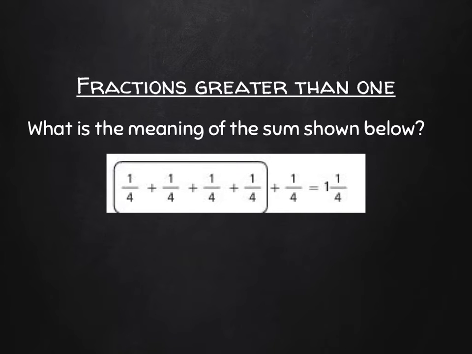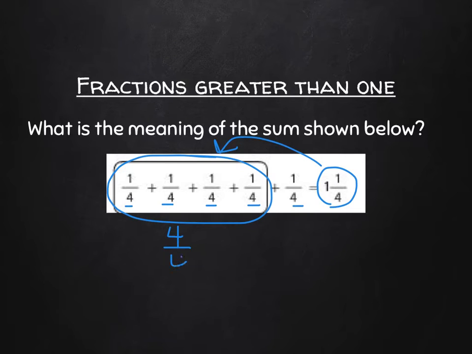What is the meaning of the sum shown below? This is the same problem we had before. It says 1/4 plus 1/4 plus 1/4 plus 1/4 plus 1/4 is equal to 1 and 1/4. The 1 whole comes from the 4/4 added together. Remember that 4/4 is equal to 1 because the numerator and denominator are the same, and a fraction bar means divide. 4 divided by 4 is equal to 1. The additional 1/4 is shown here in the fraction part.